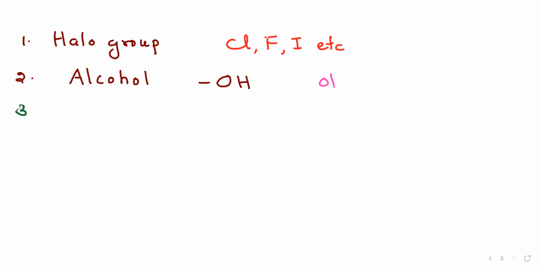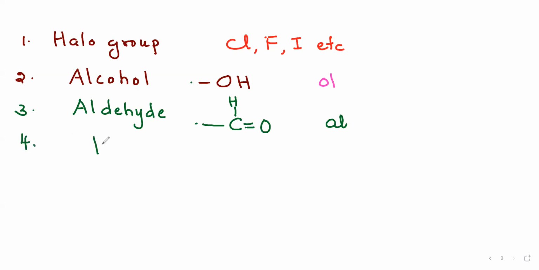Then we have the aldehyde group. Aldehyde means C, single bond H, double bond O. Basically, we say it as the CHO group. This will be connected to any alkane group, and the name will end in AL. The next group is the ketone group. Ketone means C double bond O, so both the carbons are free for bonding, and ketone will end in ONE.